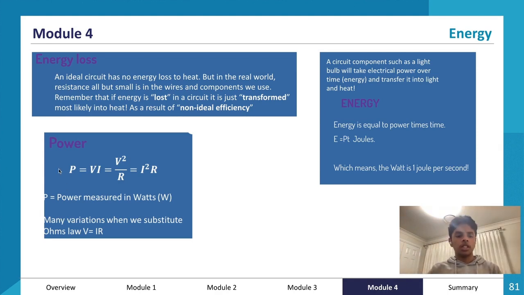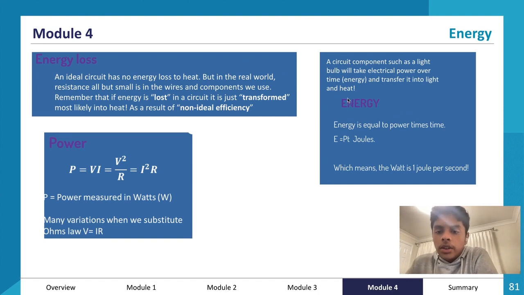We also have equations for power, which is measured in watts, which we did talk about earlier. So we had 150 watts for our previous question, if you think back to earlier. And the formula to find power, we can do voltage times current, or voltage squared divided by resistance, or current squared times resistance. Many variations come when we substitute Ohm's law to find power. So we have VI, and we substitute V equals IR to get these many variations.